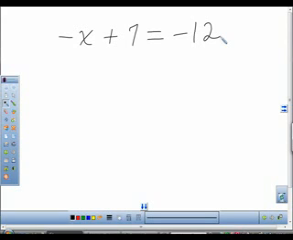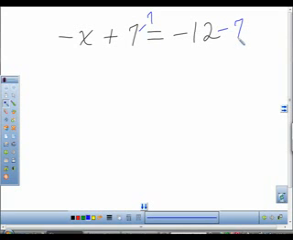To zero out that plus 7, we do what? Subtract 7. And the rule is, what we do to one side, we have to do to the other side. So I'm going to subtract 7 here on the left. I have to subtract 7 over here on the right. Questions?